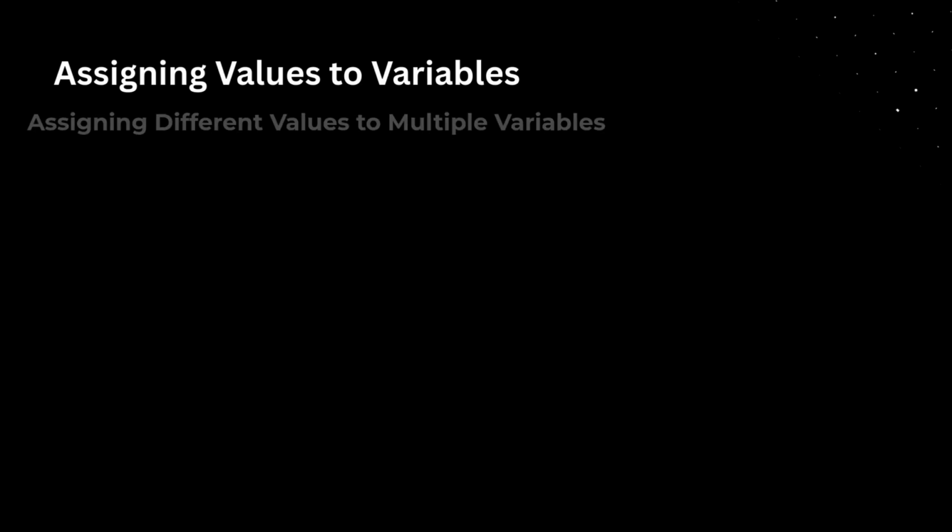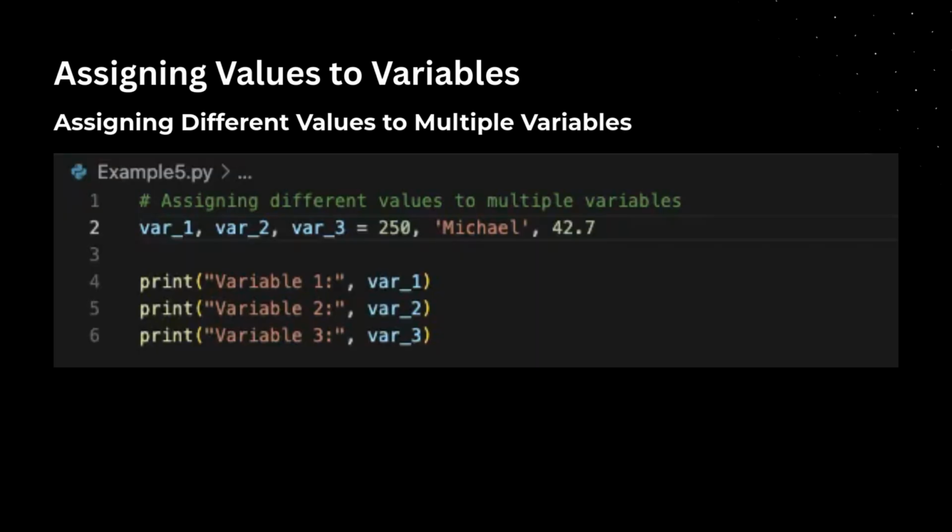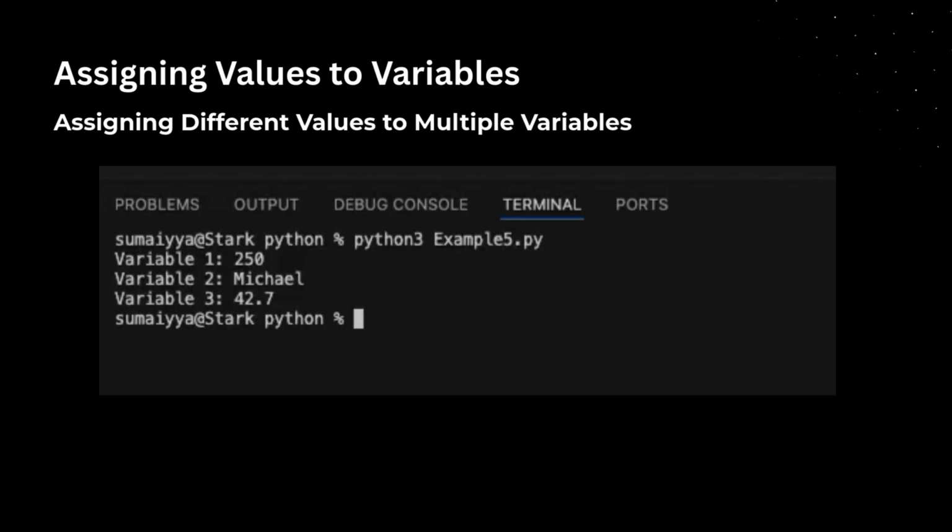Now we will see assigning different values to multiple variables. Python also allows assigning different values to multiple variables in a single statement. This approach makes the code more concise and easier to read. Example: var_1, var_2, var_3 = 250, "Mikhail", 42.7. Now print these three variables. The output will be var_1 is 250, var_2 is Mikhail, var_3 is 42.7. In this example, we have defined multiple variables, that is var_1, var_2 and var_3, and assigned them different values within a single line of code.